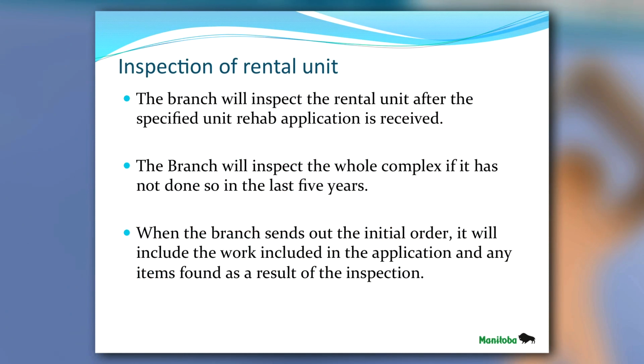When the branch sends out the initial order, it will include the work included in the application and any items found as a result of the inspection. So you may apply for the unit-by-unit rehab and list some items. When the inspector goes out, if they notice other items that need to be done, those will become part of the application.